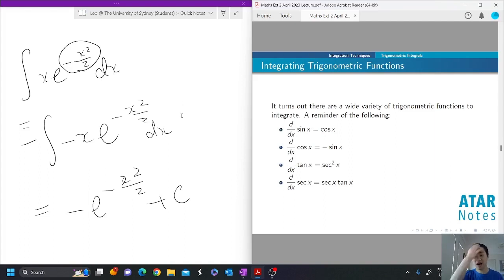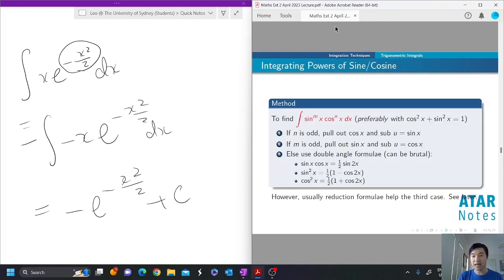So it turns out there are a wide variety of trigonometric functions to integrate. Remember that when you differentiate sine, cos, tan, and sec, you get these results respectively as listed on the screen. So let's talk about our next area in integration, which is integrating powers of sine.